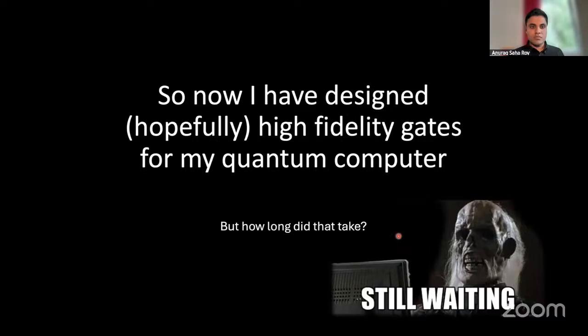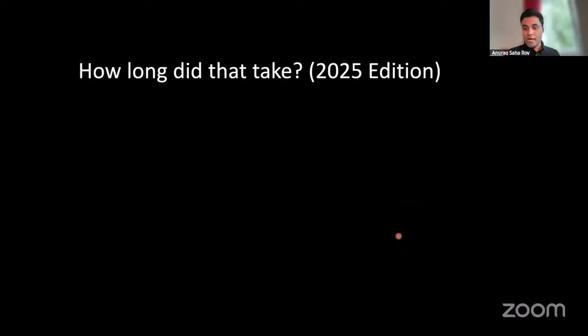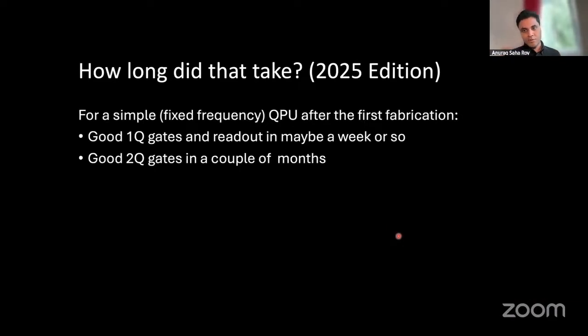So the answer to how long it takes to calibrate a quantum computer in 2025 depends on the kind of quantum computer that you have. Let's say you have a very simple chip where everything is pretty fixed. You don't have a lot of knobs that you can tweak on that chip. Maybe a couple of weeks to a month, maybe a couple of months at most.